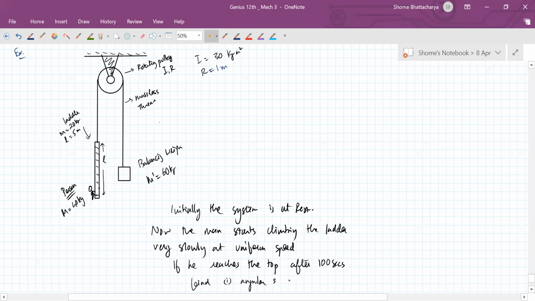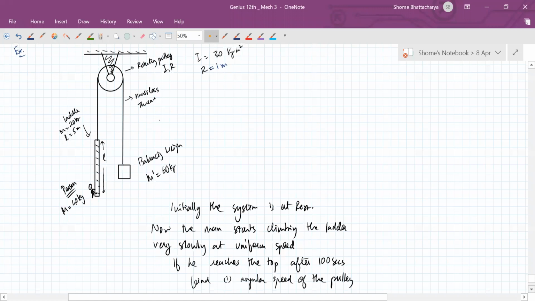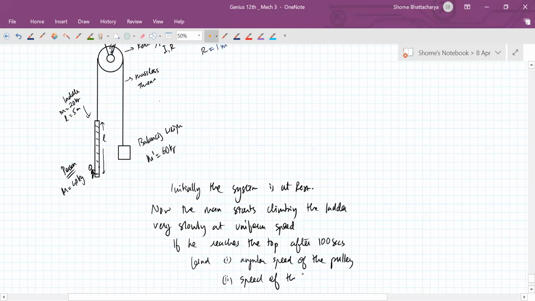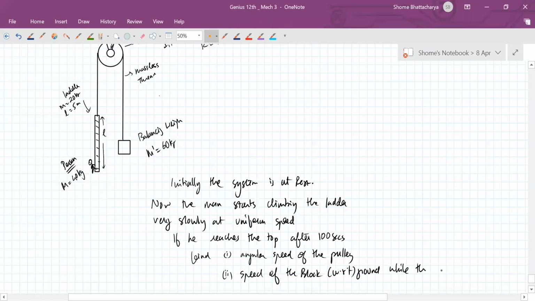the angular speed of the pulley and the speed of the block with respect to ground, while the person was climbing.